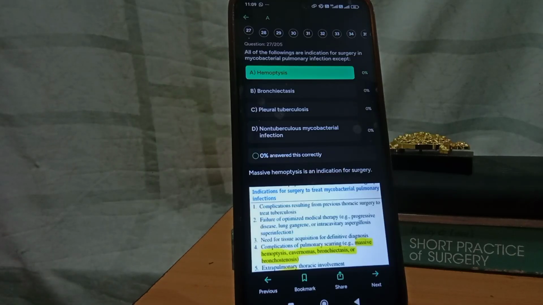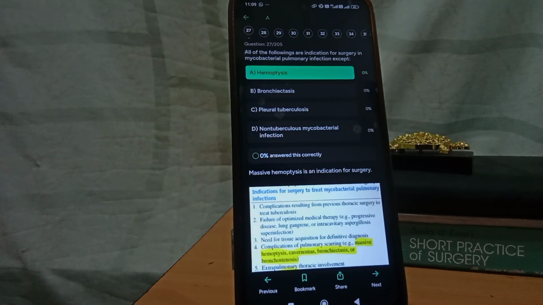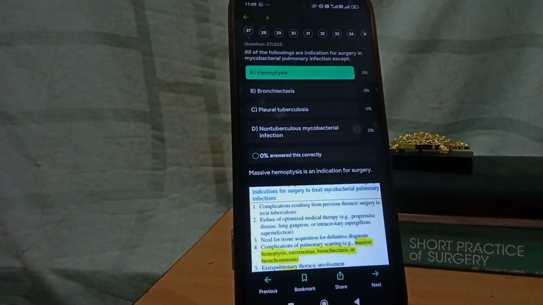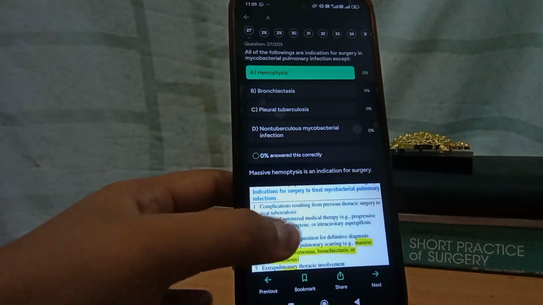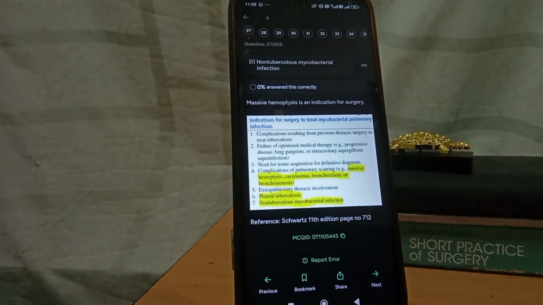The need for tissue acquisition for definitive diagnosis. Then the fourth is complication of pulmonary scarring like massive hemoptysis, cavernomas, bronchiectasis, or bronchostenosis. Then extrapulmonary thoracic involvement, that is pleural tuberculosis and non-tuberculous mycobacterial infection.